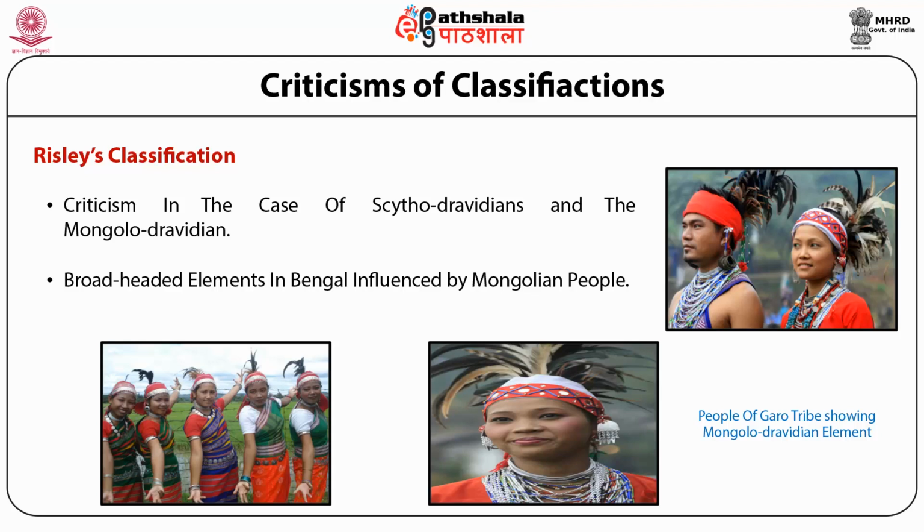According to Risley, broad-headed elements in Bengal have been influenced by Mongolian people, but in reality, it is not found in people living in Bengal. Risley concluded that the people of South India speak Dravidian language, but actually they do not speak Dravidian language and have distinctive features from Dravidian. Risley did not mention Negrito elements in India.